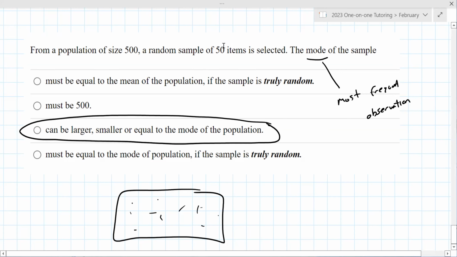I guess gymnasts might be shorter. And if you sampled 50 gymnasts, maybe their heights are shorter than everyone else. So it could be lower, could be taller. But the point is that the random sample is a representation of the population. It's just not necessarily going to exactly equal anything in the population. Okay.